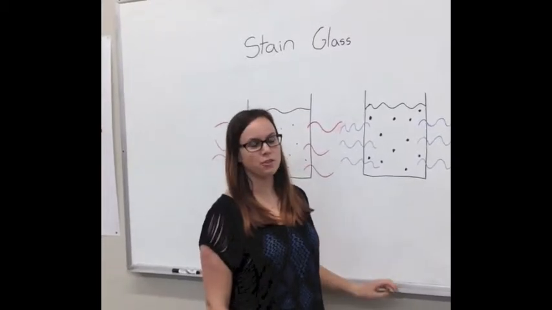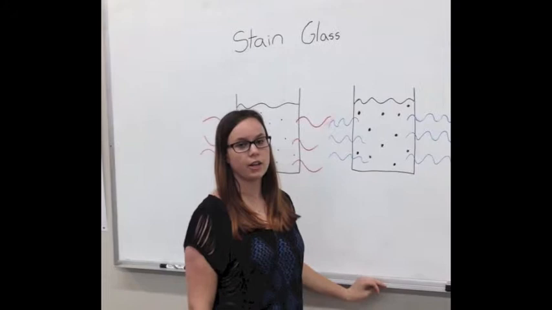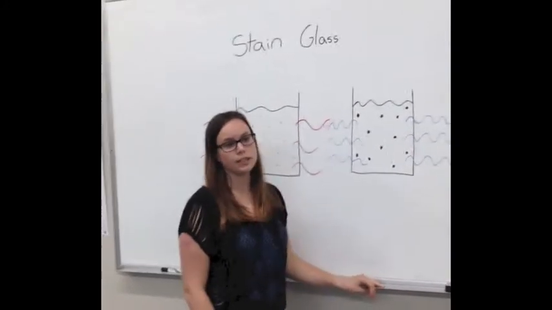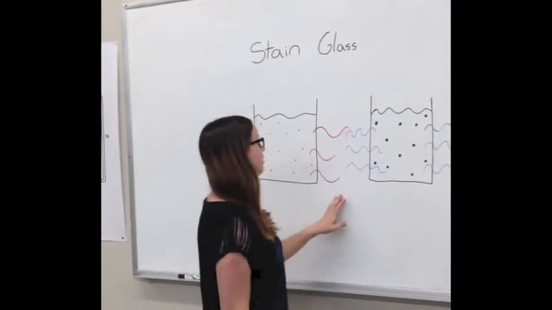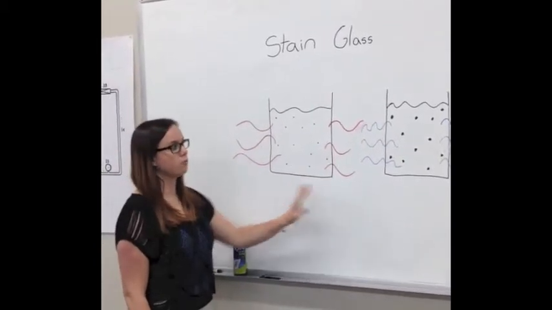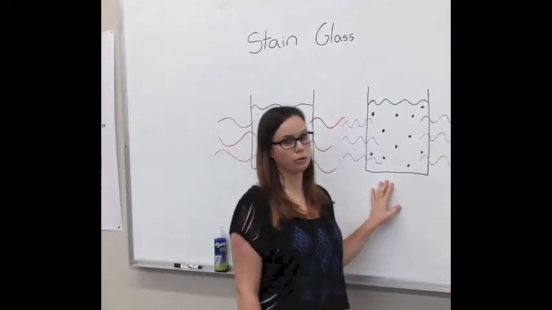The Romans used gold nanoparticles as a coloring agent in their stained glass. Gold nanoparticles can reflect many different colors. The smaller nanoparticles reflect red light, while the larger ones reflect blue.